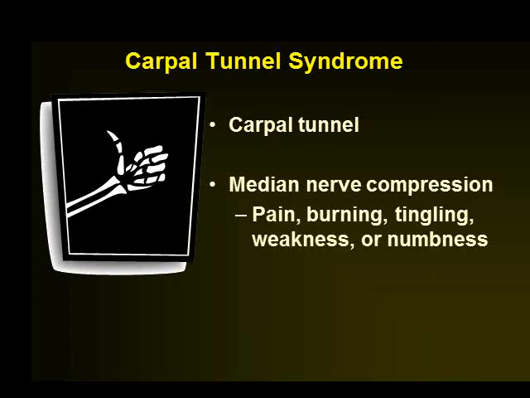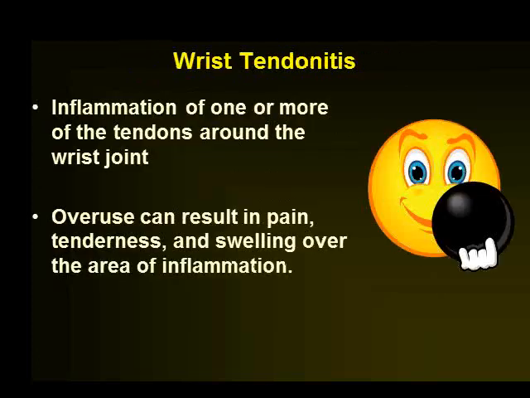The median nerve, there's a nerve that runs right between the radius and the ulna through a little tunnel, actually, of cartilage and tissue. It starts to get built up, and as it slides through there, it becomes harder and harder for it to move. So the pain, burning, tingling, weakness, and numbness come from its inflammation.